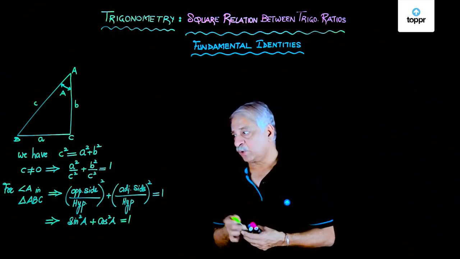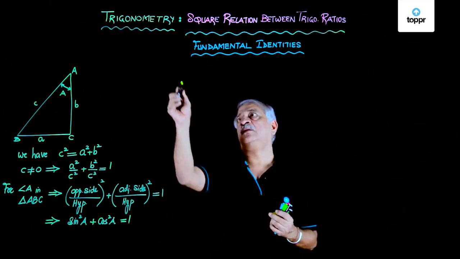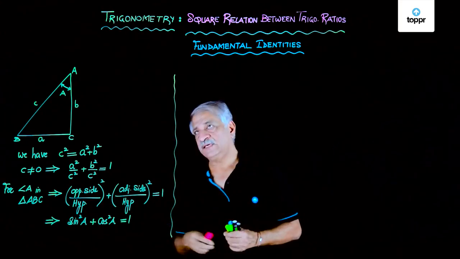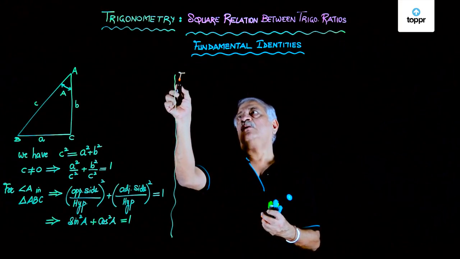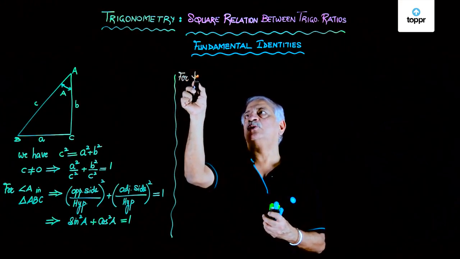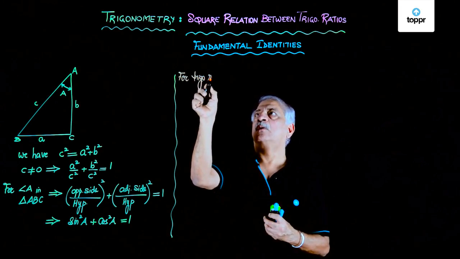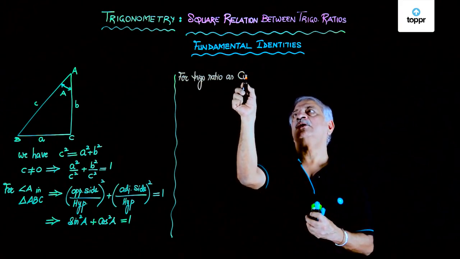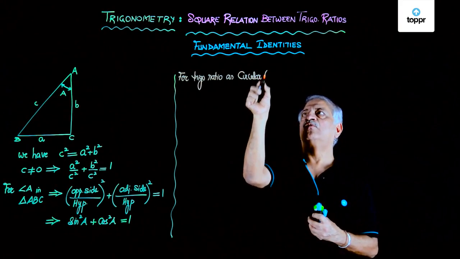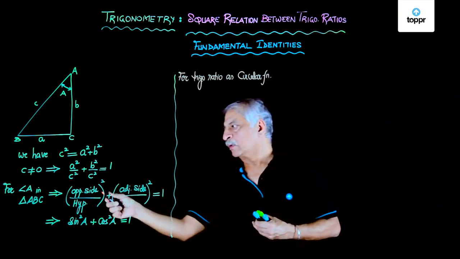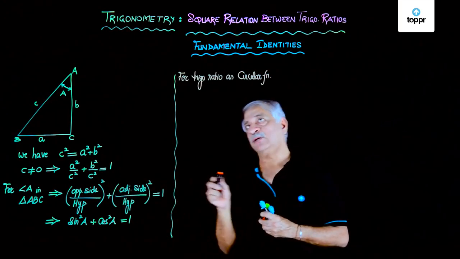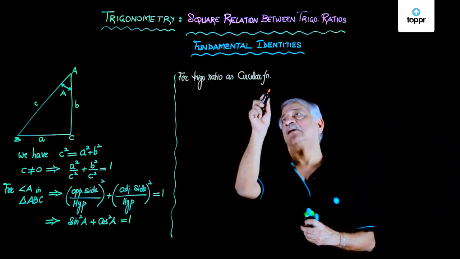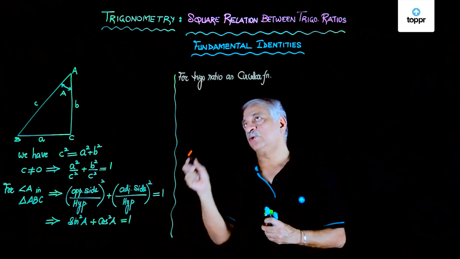Now, very important in this is that we call this identity for trigo ratio as circular function. Hypotenuse will never be 0. So, this particular identity is always true.